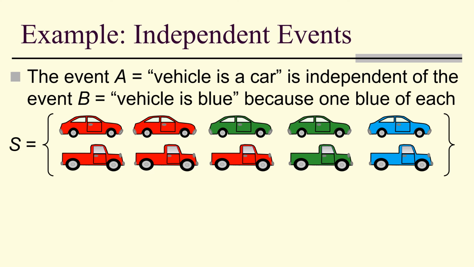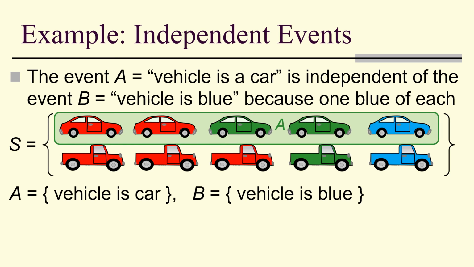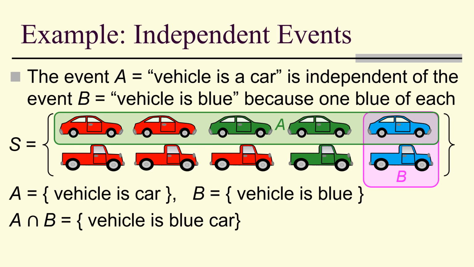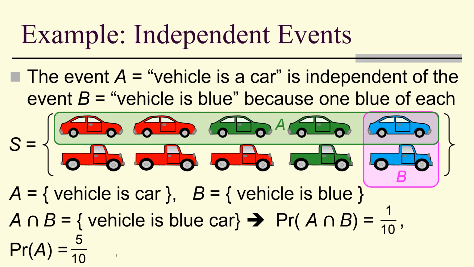For example, the event A equals vehicle is a car is independent of the event B equals vehicle is blue, because there's one blue car and one blue truck. So let's look at this. A is vehicle is car. B is vehicle is blue. A intersect B is vehicle is blue car. And there's exactly one blue car out of the 10 possible.